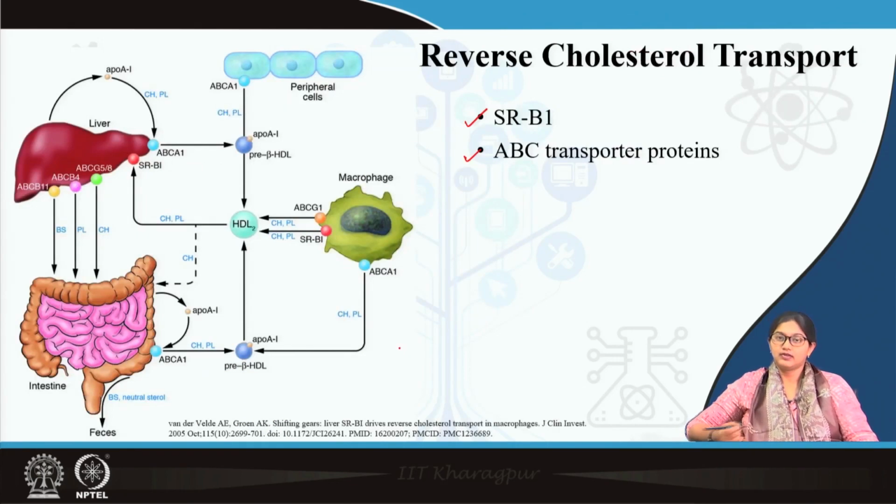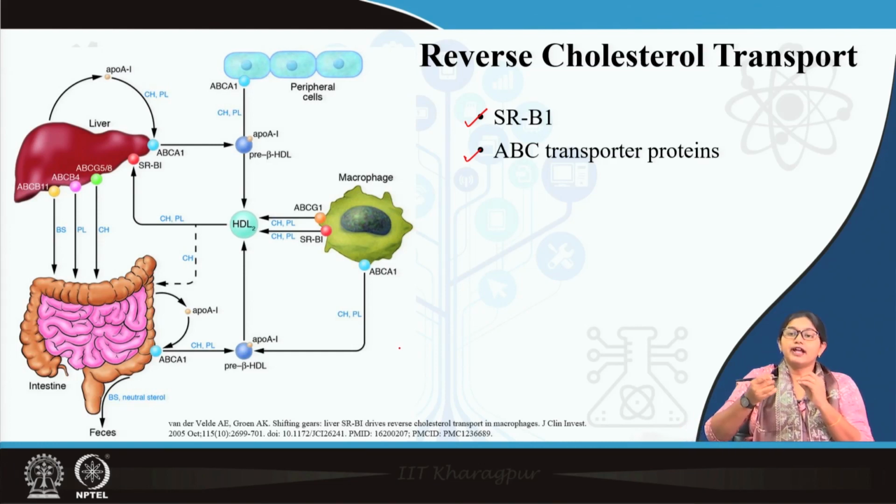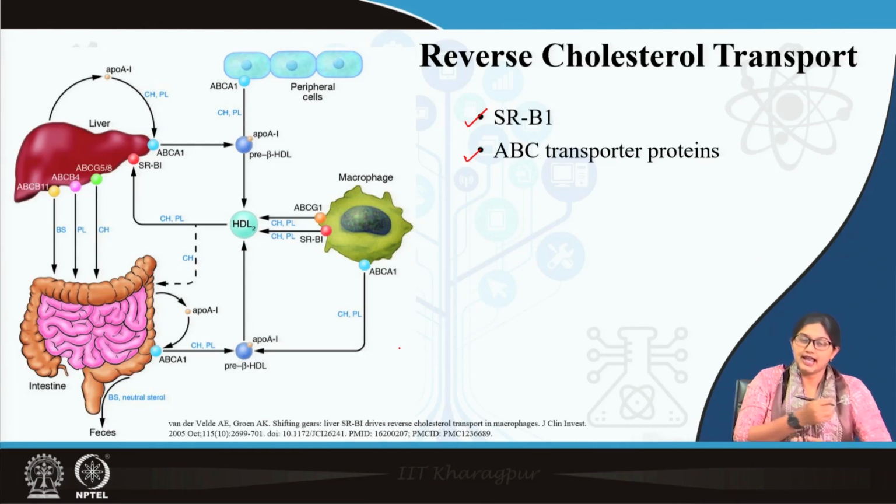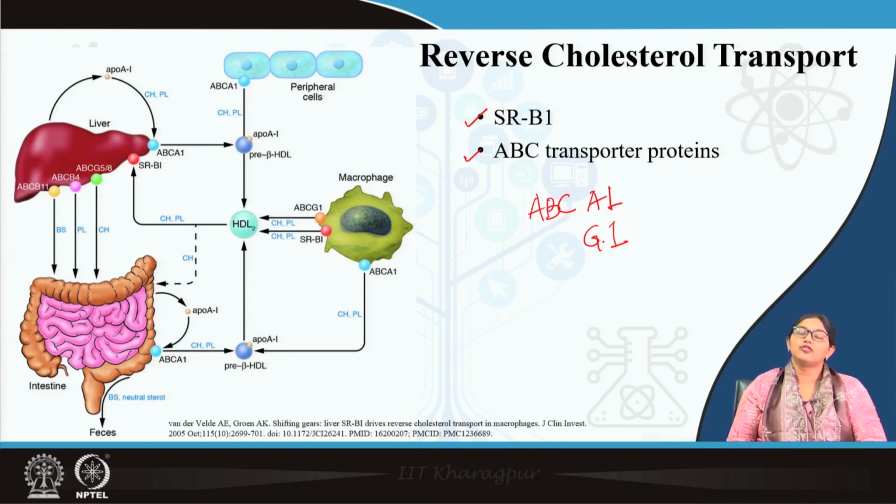Now, the other one, ABC transporter protein or ATP binding cassette transporter protein, is an ATP dependent transporter. On binding with the ligand, the bound ATP is hydrolyzed, and the energy is the reason by which there is delivery of intracellular cholesterol from the cell to the HDL. Now, ABC transporter proteins are of different types. It can be ABCA1, can be ABCG1. Now, remember ABCA1 is important for delivering cholesterol to the pre-beta HDL.